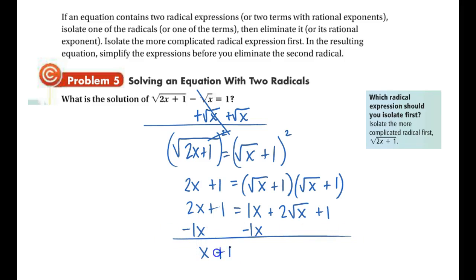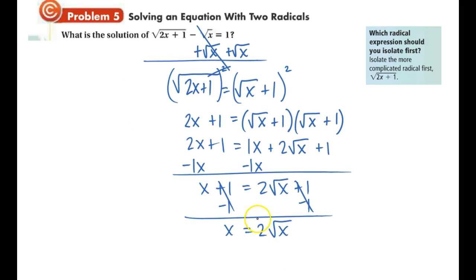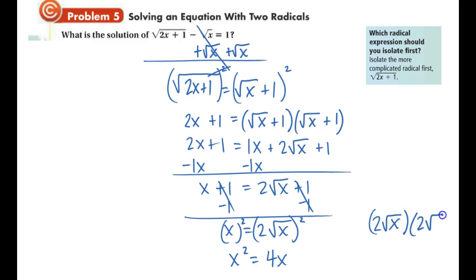So I get x plus 1 is equal to 2 times the square root of x plus 1. Now I can subtract the 1's to combine like terms there. So I have x is equal to 2 times the square root of x. From there, I want to square both sides to take care of that radical. So I have x squared is equal to 4x. Now let me show you where I got that from. 2 square root of x times itself. 2 times 2 is 4, and the square root of x times the square root of x is just x.